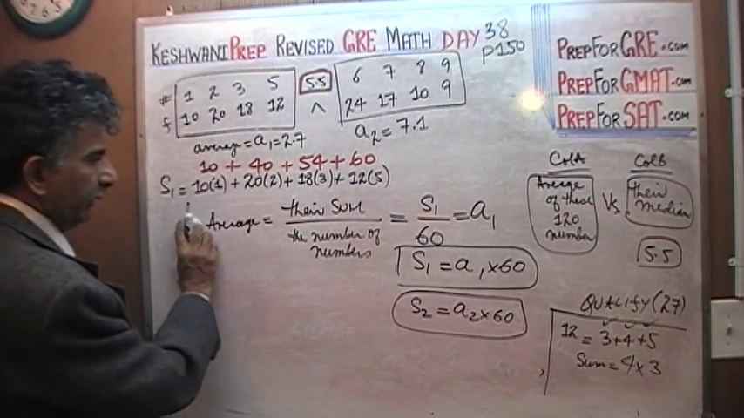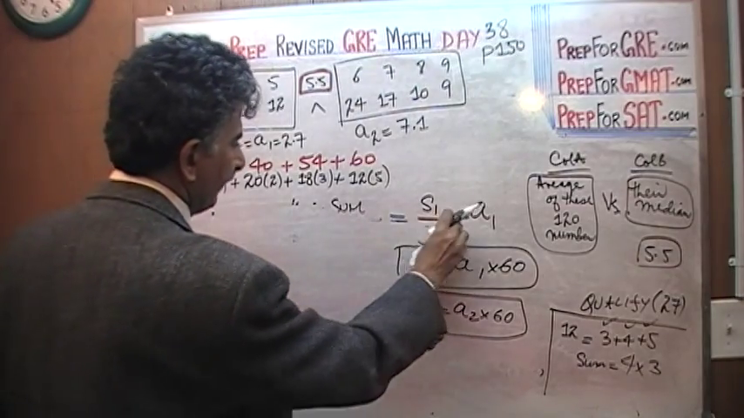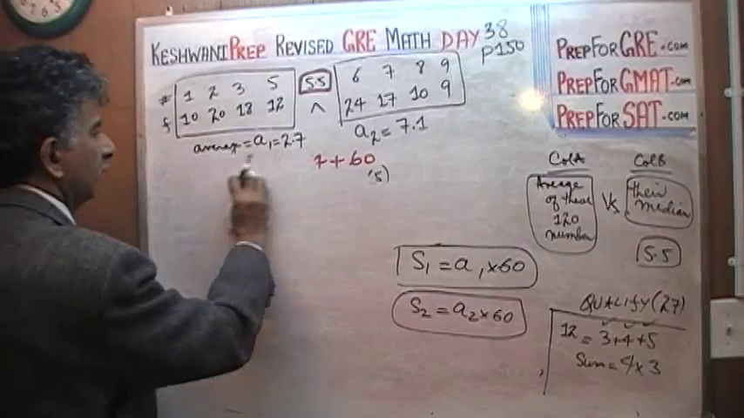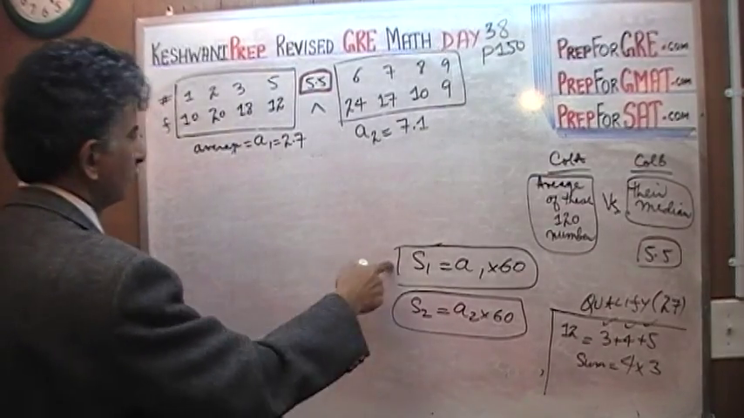Again, I need the room, so I'm going to erase everything. S1 represents the sum of the first group.